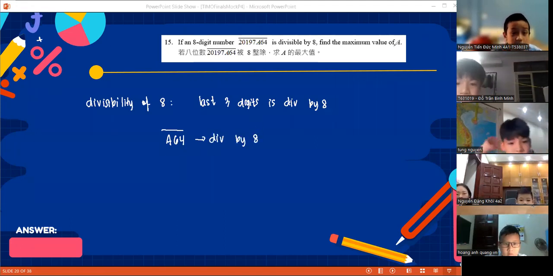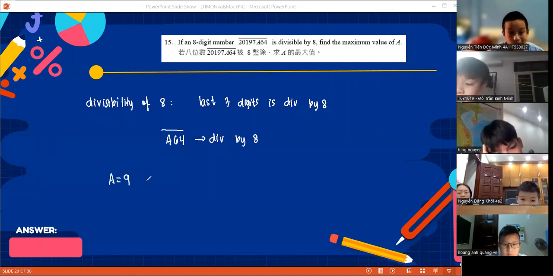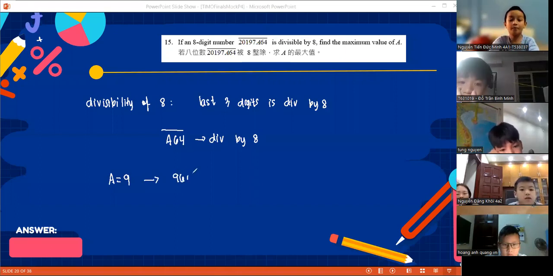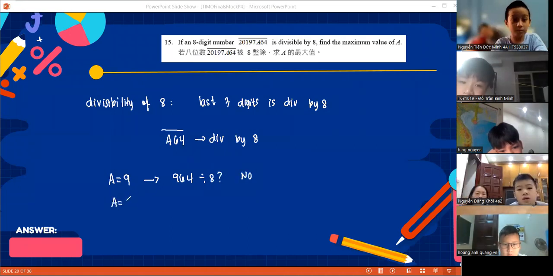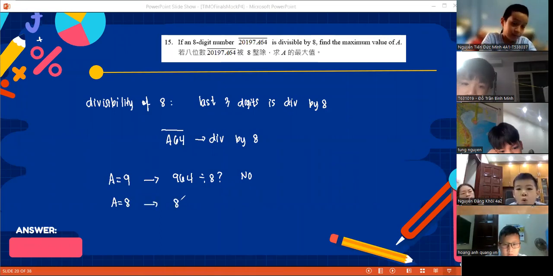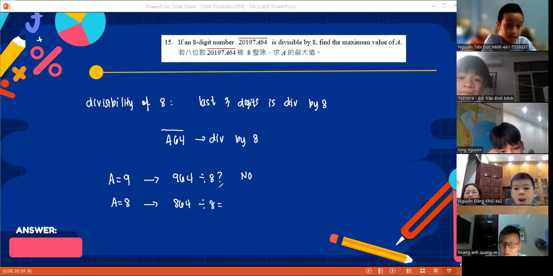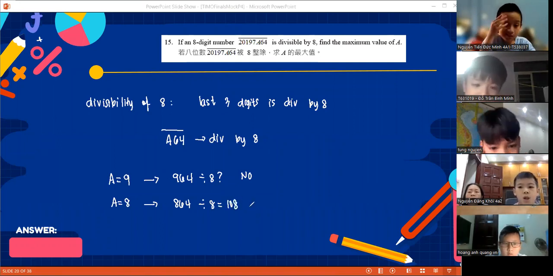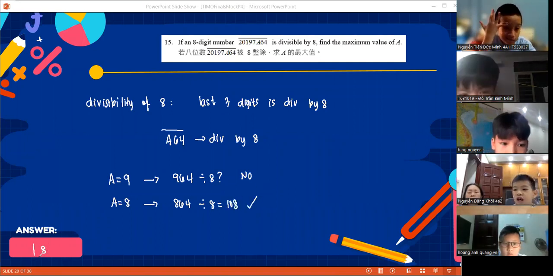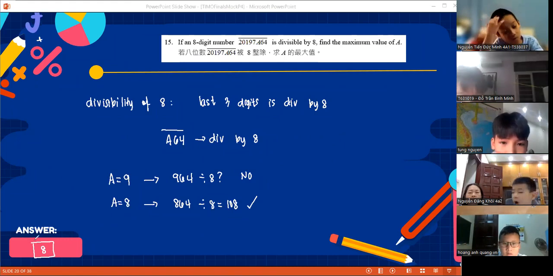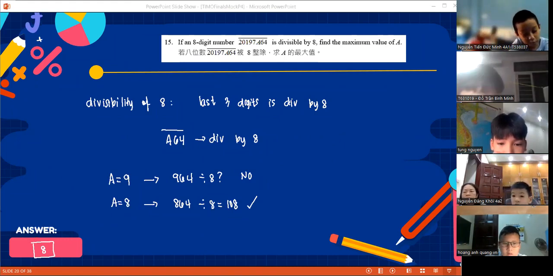Take note that we want the maximum value of A, right? So we start with A equal to 9. Is 964 divisible by 8? No. How about A equal to 8? 864 is divisible by 8. Yes. 864 divided by 8 would be equal to 108. Check. So the answer here is 8.